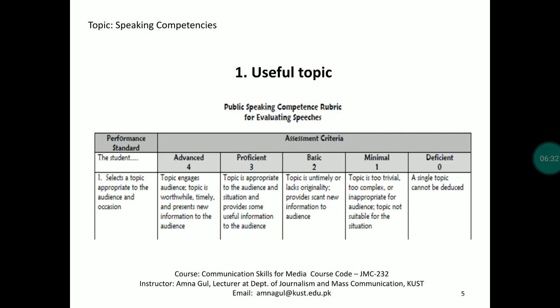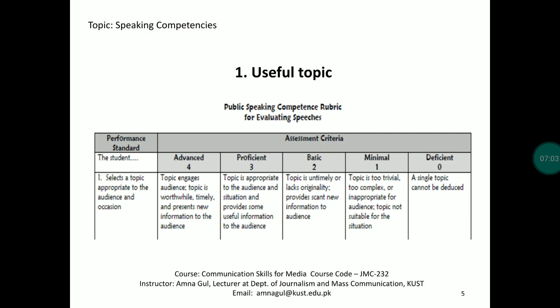So for you, whichever competence we are discussing, for example, we are discussing number 1 at this slide, you need to try to reach level 4, that is advanced. That should be your target in all these cases. Now, what is competence 1? That was about selection of topic. Number 1 was useful topic. So the student selects a topic appropriate to the audience and the occasion, which we have already explained as well.